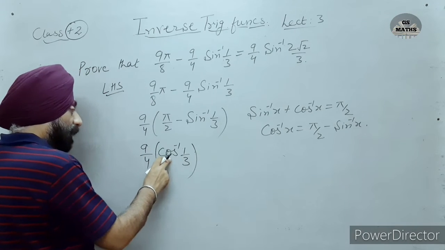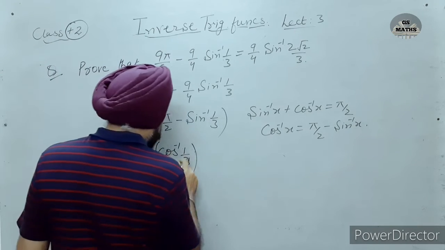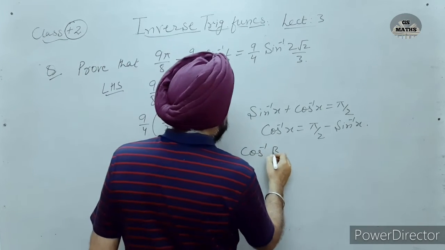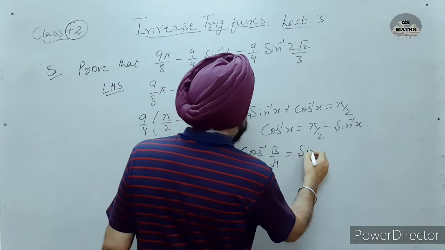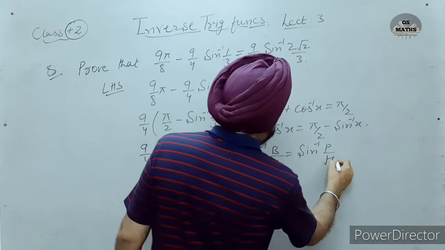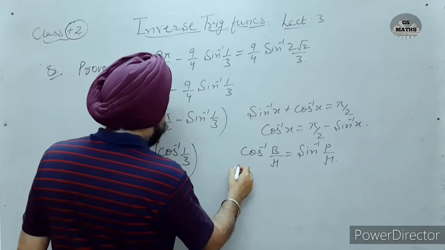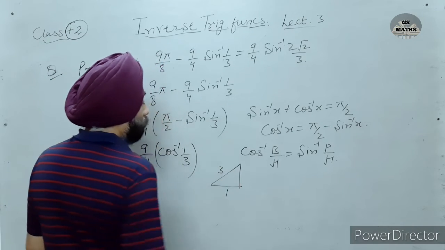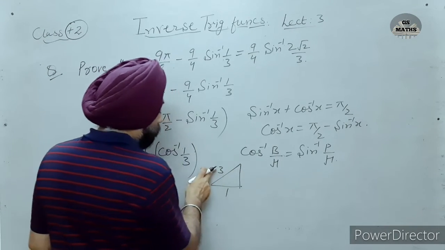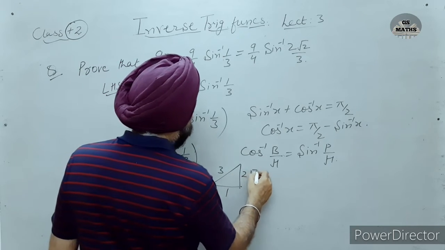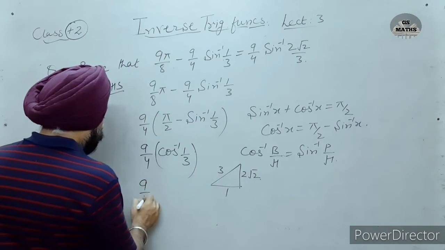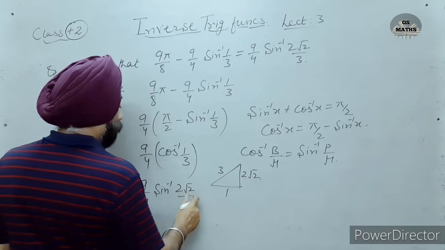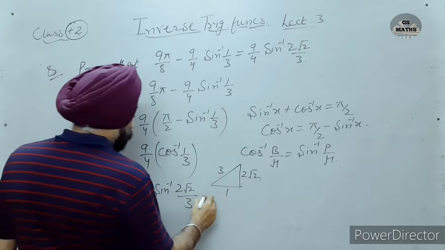Now we can write cos inverse 1 by 3 as, again I will use this, the cos inverse of base upon hypotenuse is sine inverse of perpendicular over hypotenuse. Now solve this, draw a right angle triangle. This is given as cos inverse base upon hypotenuse. Base upon hypotenuse, I get this as 9 minus 1, 8, that is 2 under root 2. So sine inverse will be sine inverse perpendicular upon hypotenuse. This is your right hand side.